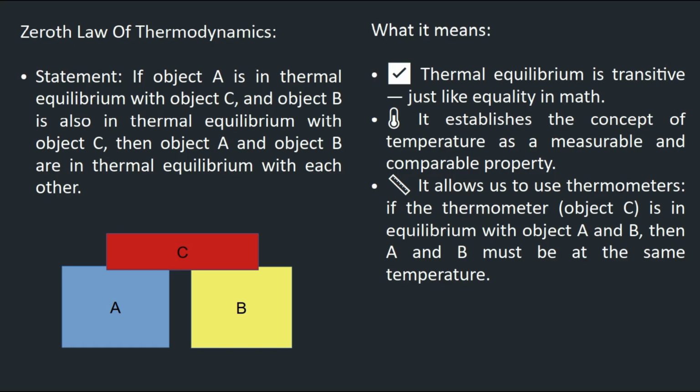It allows us to use a thermometer. If thermometer object C is in equilibrium with objects A and B, then A and B must be at the same temperature. That's how you build a thermometer. You basically measure at 0 degree and 100 degree and you see that the relationship is linear. Then you divide the entire scale into equal parts. So the point is we are able to build a thermometer with this idea. That's the implication of this very simple statement.